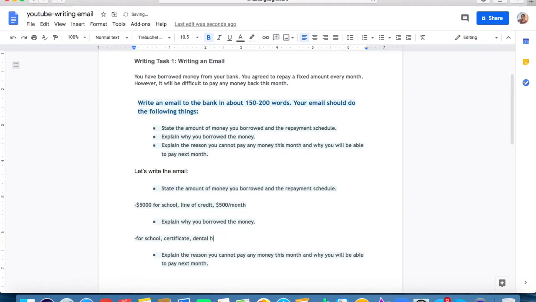Let's say dental assisting. Or what's the thing where you work in a medical office? You're the receptionist. Dental receptionist program. Perfect. That's a little bit more realistic because I know dental hygiene is $40,000. So explain the reason you could not pay any money this month and why you will be able to pay next month. Okay, so this one's easy.